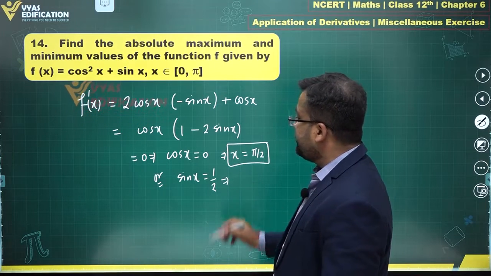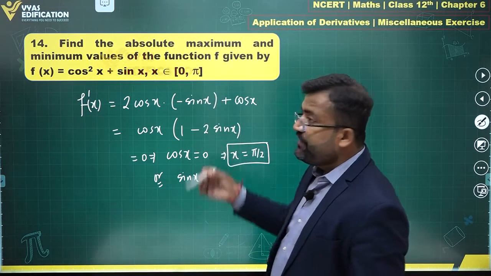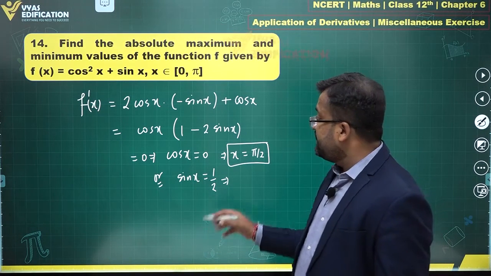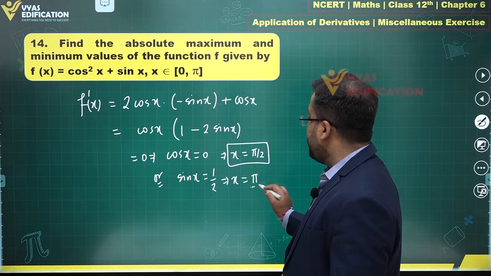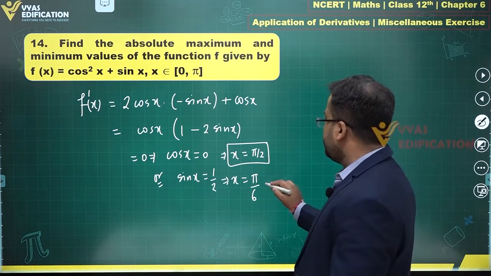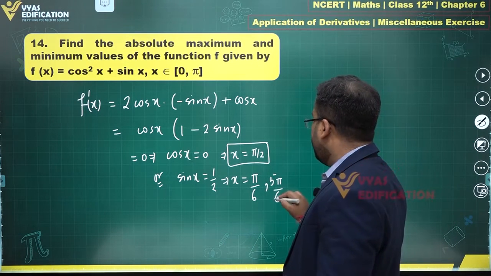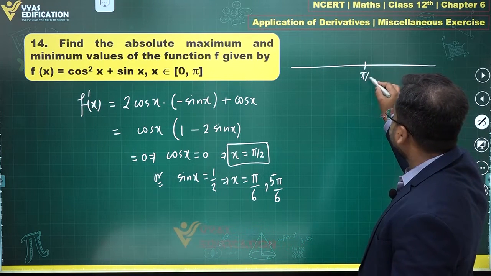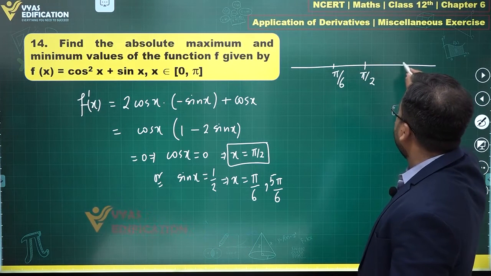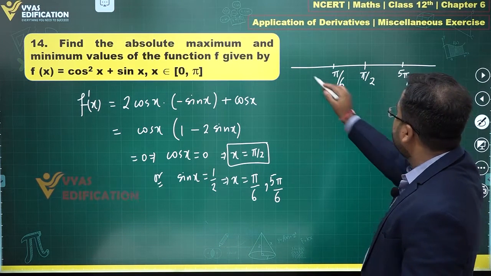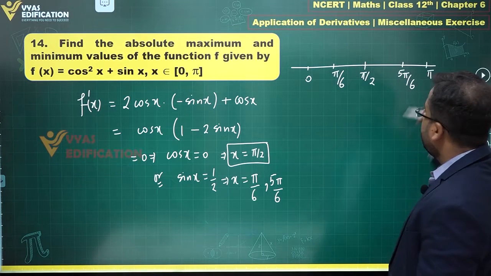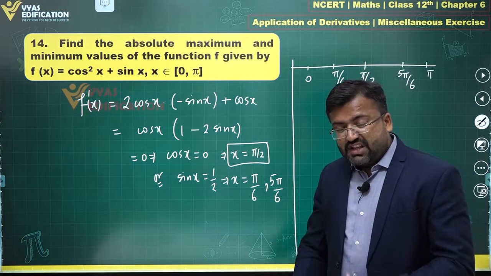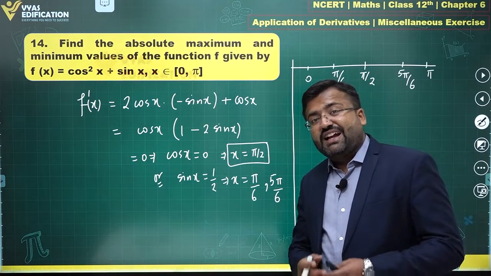What happens for sin x equals 1 by 2? In the first quadrant and second quadrant, there will be two possible values of x. One of the values is pi by 6, the other value is pi minus pi by 6, which is 5 pi by 6. Okay, so these are the critical points over here: pi by 2, pi by 6, and 5 pi by 6 as well. And obviously the end points 0 and pi are also important over here, right? And these points are important because the absolute maximum and absolute minimum values will occur at these points only.